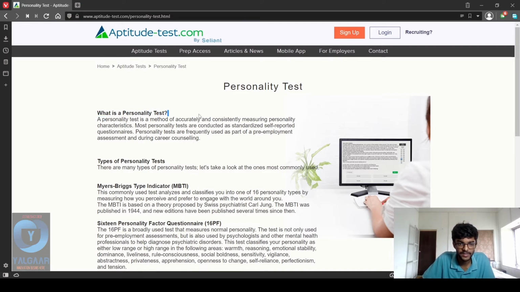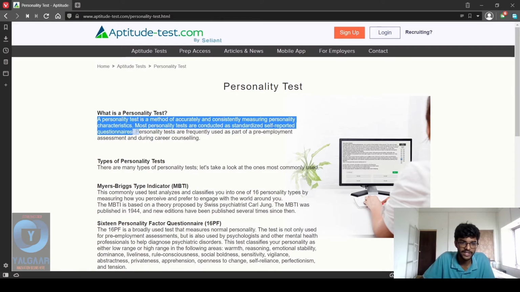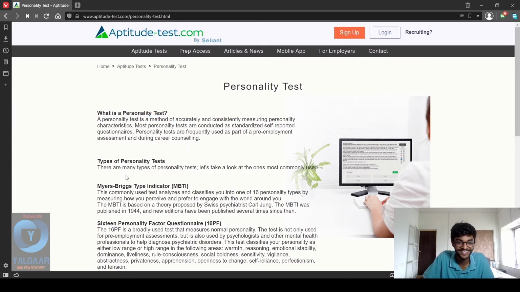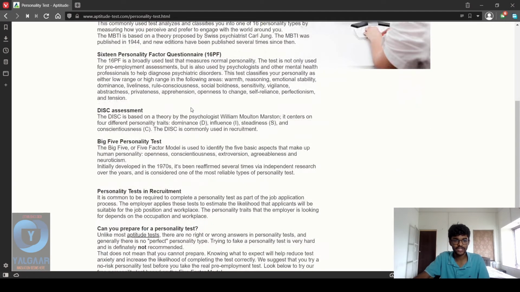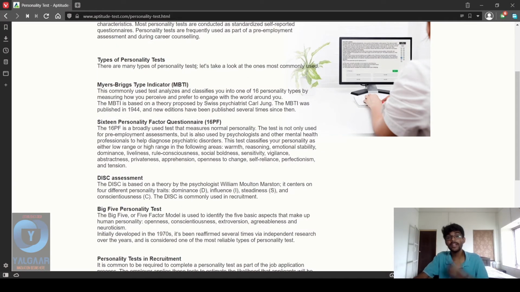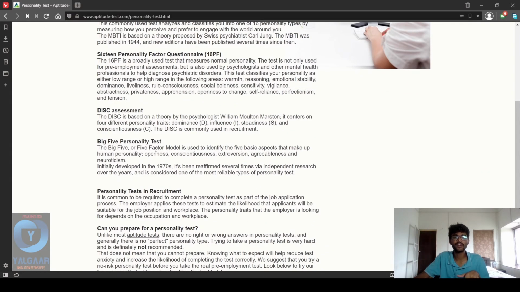A personality test is a method of accurately and consistently measuring personality characteristics. So big words, same thing. Types of personality tests, there are many. You don't actually need to understand what types they are. You can read them later on. The Myers-Briggs type test, the 16 personality factor questionnaire. This is a more common category. This is the one that I'll probably be using, or I'll be using the big five personality test, this one. But mostly you don't really need to know that.